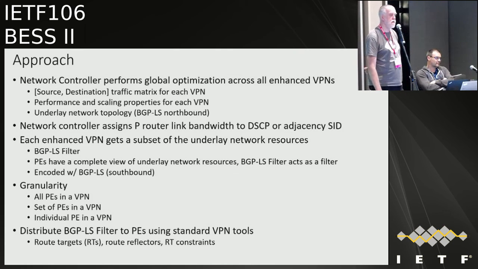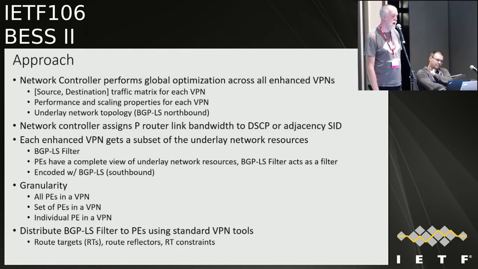and take as information the traffic matrix for the VPNs, the properties that are required by the VPN, and the information about what's there in the network already, which you would get out using BGP-LS. Given that, the network controller can have a look at what's available and make some decisions, and assign to the P routers bandwidth that will be identified or associated with DSCP code points or adjacency SIDs.